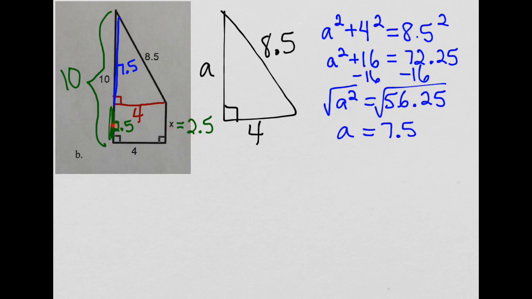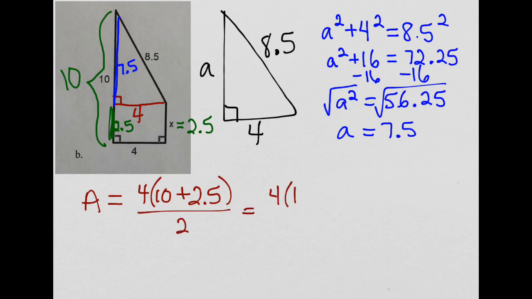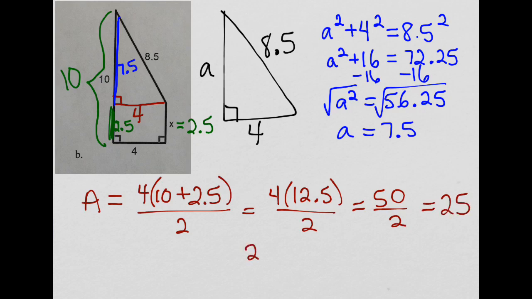So we have our two bases, 2.5 and 10, and our height, which is 4, so we can go ahead and plug those into our area formula. So height, which is 4, because remember height is the distance between the two bases, times base 1, which we'll say is 10, plus base 2, which we found was 2.5, all over 2. Okay, so 10 plus 2.5 is 12.5. 4 times 12.5 is 50, divided by 2 is 25. So our area is 25 units squared.